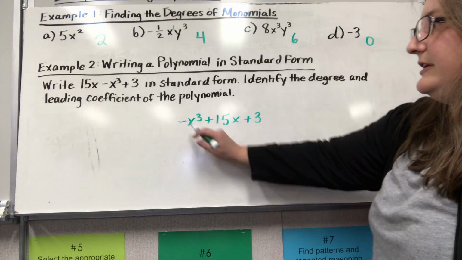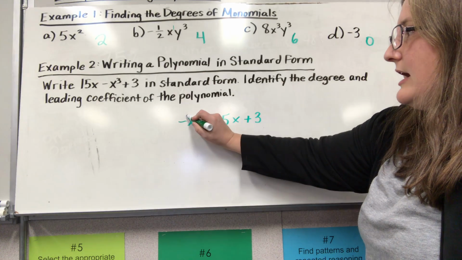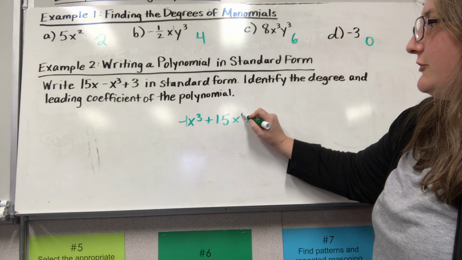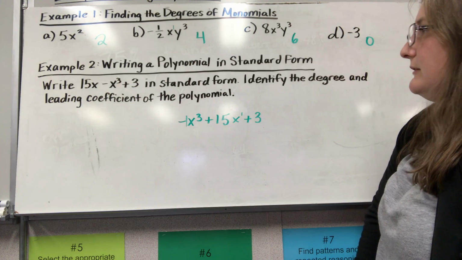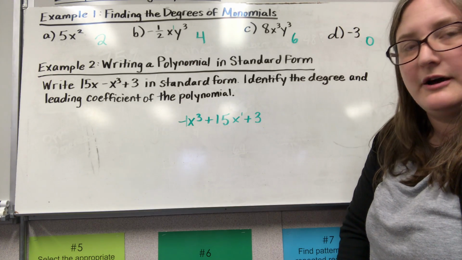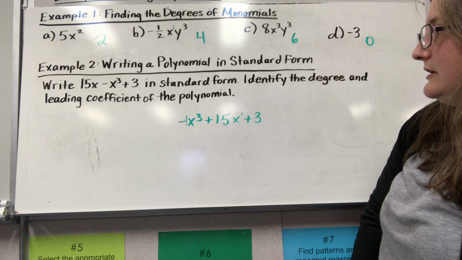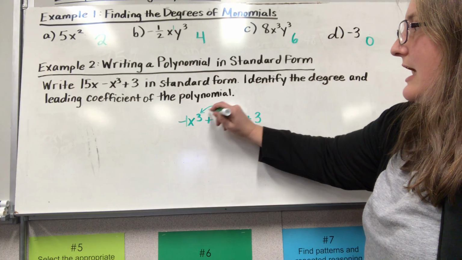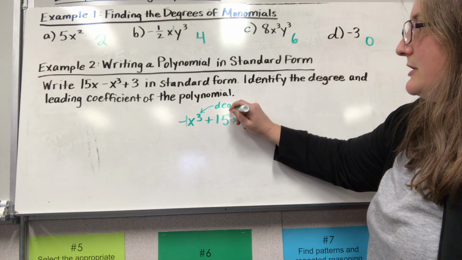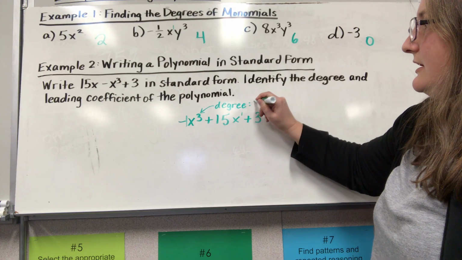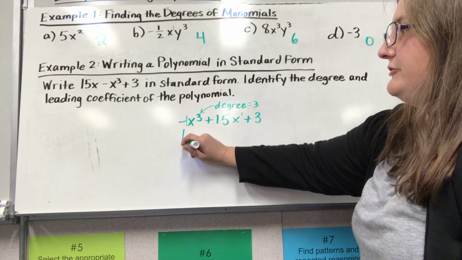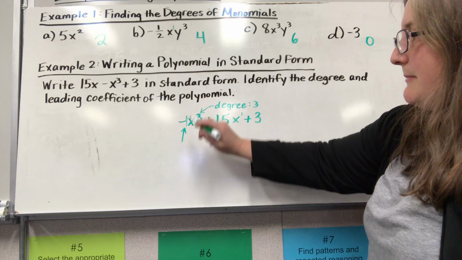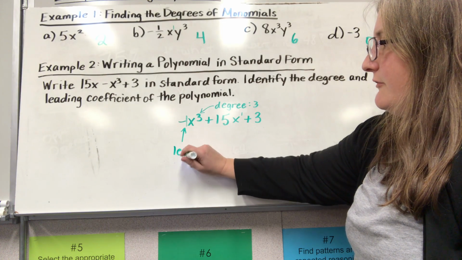So in this case, this -x to the third, I can add in my ghost 1. In 15x, it's to the first, I can add in my ghost 1. So I'm looking for the degree and the leading coefficient of the polynomial, now that it is written in standard form. The degree is going to be the largest degree we have in the polynomial. So in this case, our degree is 3. Our leading coefficient, since this is the first term in my polynomial, is -1.